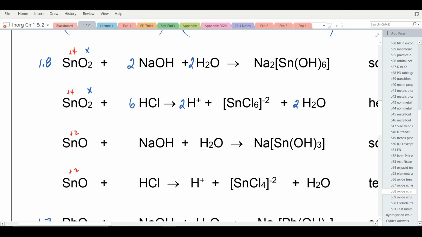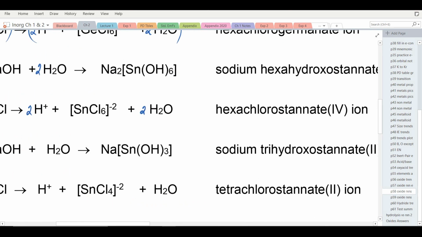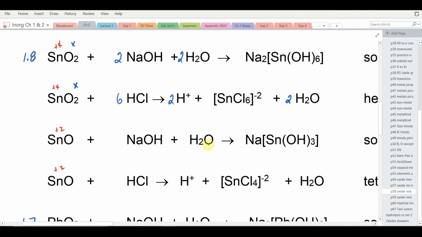Tin 2 oxide, it's amphoteric, dissolves in base or acid. What about in base? It forms this sodium trihydroxostannate 2 ion. Looks like it is balanced already. You're not responsible for that.